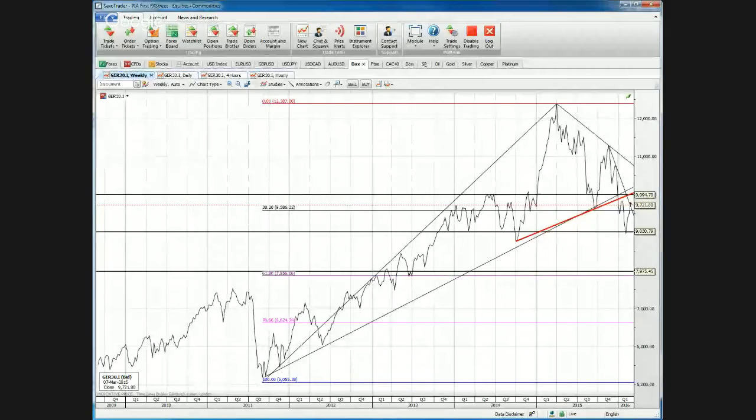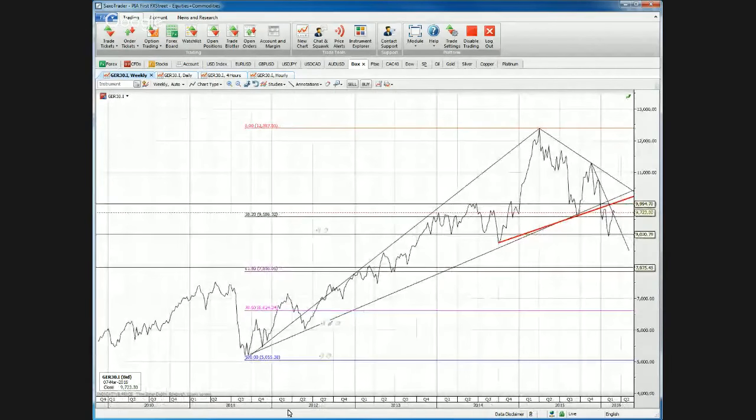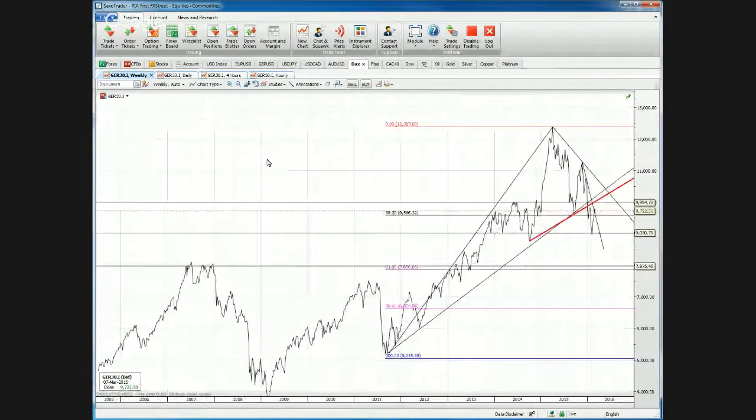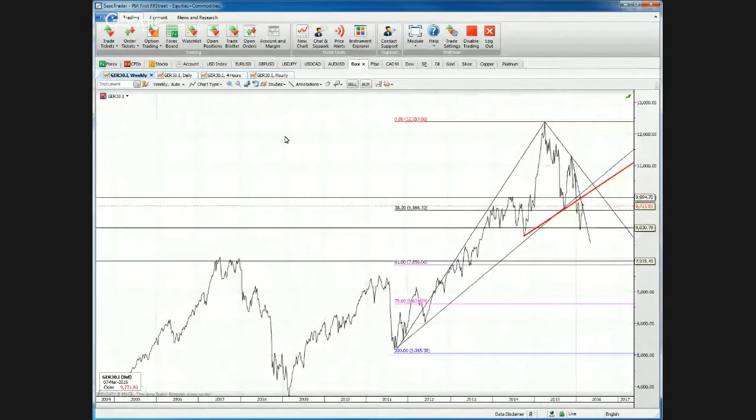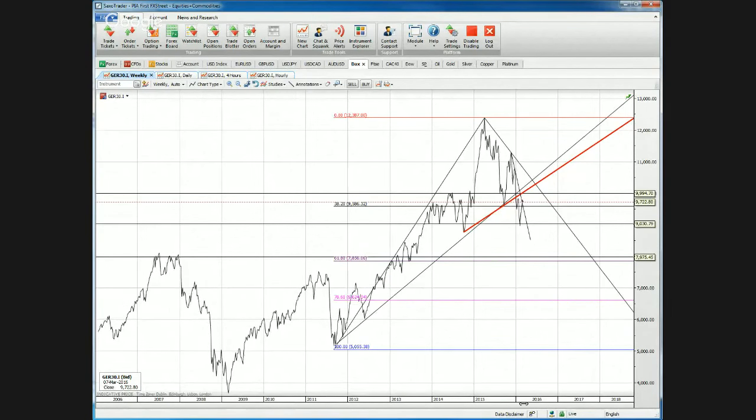So this is a DAX line chart. Line charts are ideal for longer term looks and analysis. This is a weekly chart going back, way back. But obviously we're not so much interested at this point in time on levels traded way back here, but they may come into view in the coming months or weeks, depending on where the market goes.